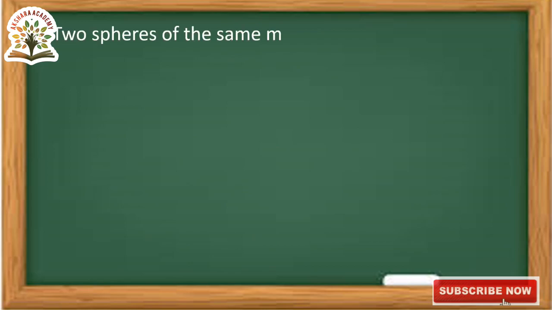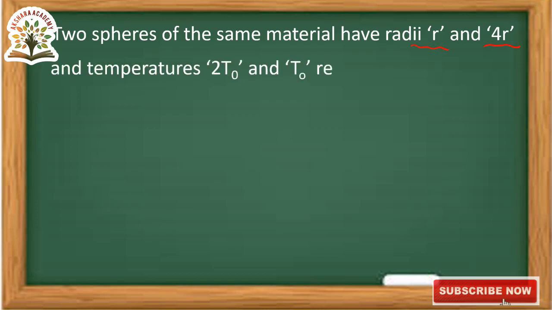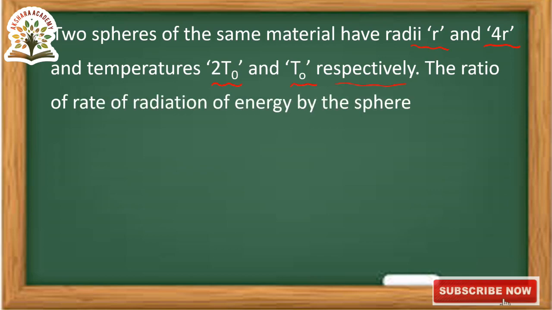Eighth question. Two spheres of the same material have radii R and 4R and temperatures 2 T0 and T0 respectively. The ratio of the rate of radiation of energy by the spheres is. So in this question, two spheres of the same material are given, with radii R and 4R and temperatures 2 T naught and T naught. Now we are calculating the ratio of the rate of radiation of energy by the spheres. Okay, now we'll go to the solution.